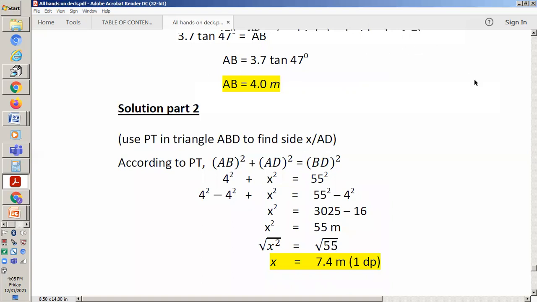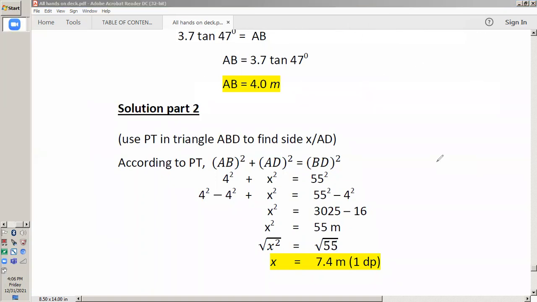There's a little typo here, so let me correct it. 3025 subtract 16 is actually 3009. So that shouldn't be there. My apologies. That should be 3009. And then what we need to do now is to find the square root of 3009.